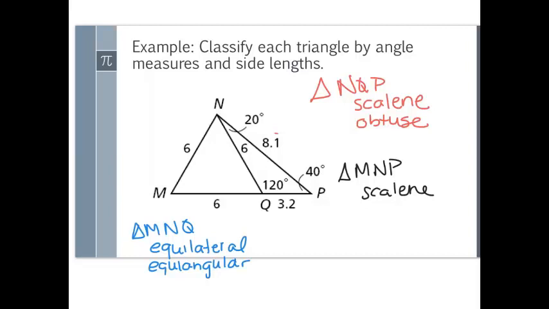Okay, so for angle measures, we have angle P is 40 degrees. We know from our equiangular designation that angle M over here is 60 degrees. And this is 60 degrees, but plus the 20 makes this entire angle 80 degrees, right? So we have a 60-degree angle, we have an 80-degree angle, we have a 40-degree angle. All of those are acute angles. So this scalene triangle is also acute.